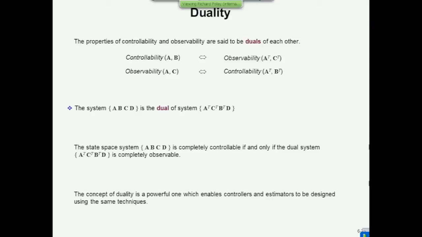And this kind of parallelism helps us later when we come to do design, because it turns out that the techniques you use to design state feedback controllers are exactly the same ones that you use for observer design. It's a really powerful thing because you only have to learn one set of processes and you can do both jobs.